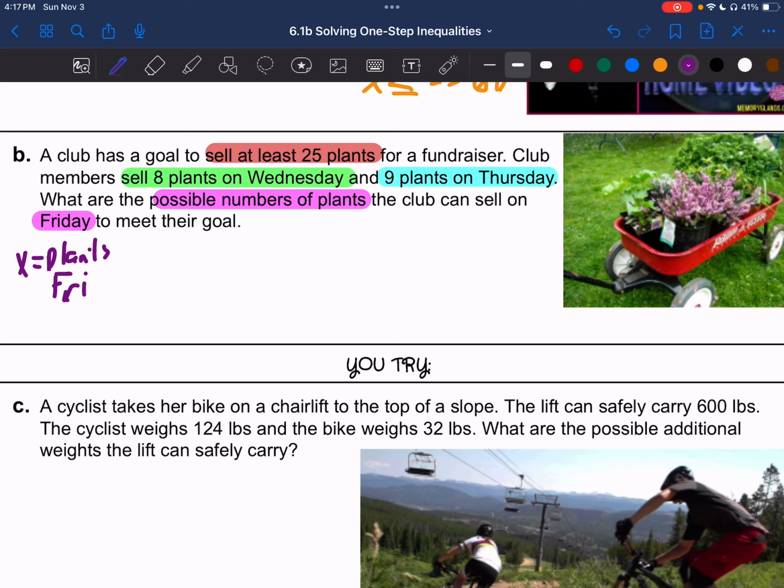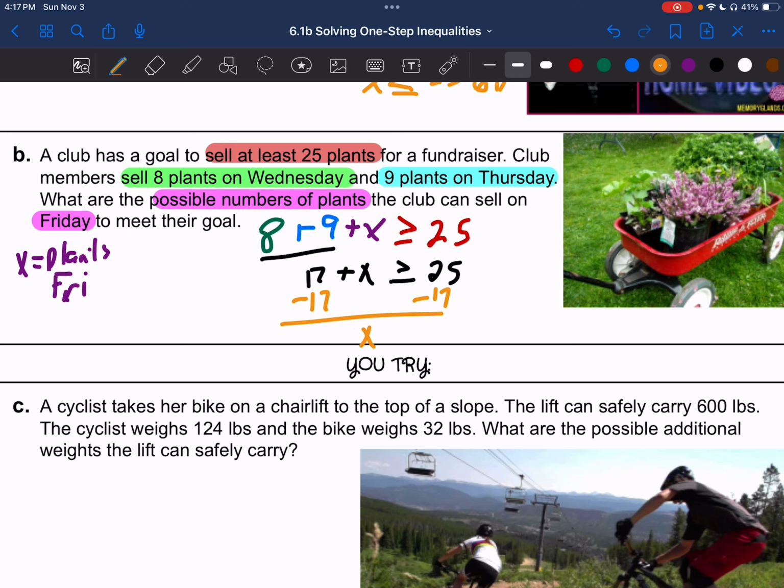And now we need to write our inequality. So they sold 8 plants on Wednesday, plus 9 plants on Thursday, plus X plants on Friday, and we want it to be at least, so greater than or equal to 25. Now let's combine like terms with the 8 and the 9. So that's 17 plus X is going to be greater than or equal to 25. And then we subtract 17 from both sides. You get X is greater than or equal to 8 plants.